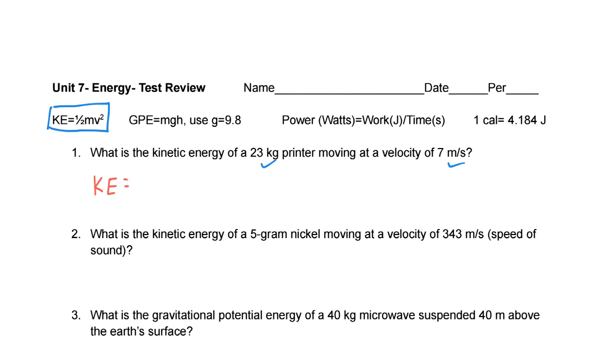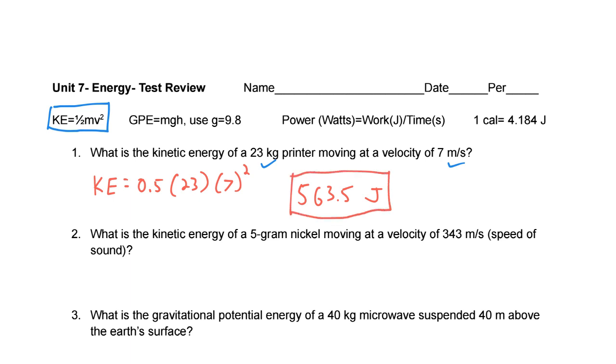So kinetic energy equals 1/2. I'll use a 0.5 because that's easier to plug into my calculator, times mass, which is 23, times the velocity squared, 7 squared. I can plug that all in one line in my calculator, 0.5 times 23 times 7 squared is 563.5. Now we have to give the right unit. The unit for energy is joules.